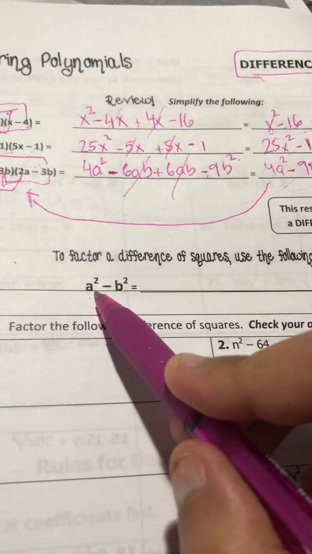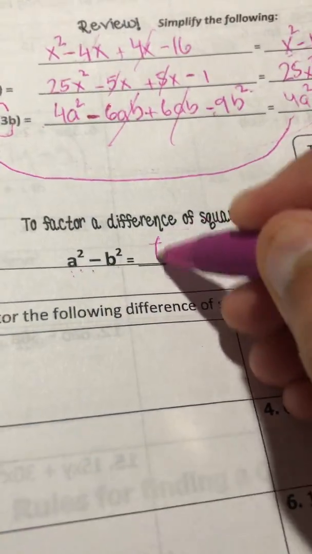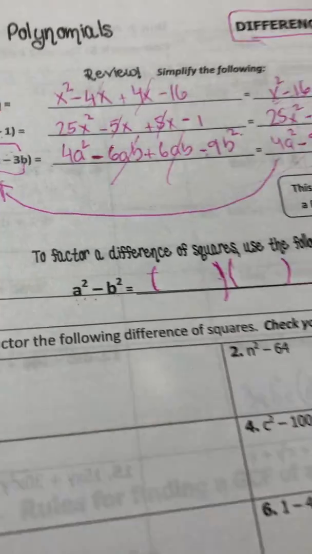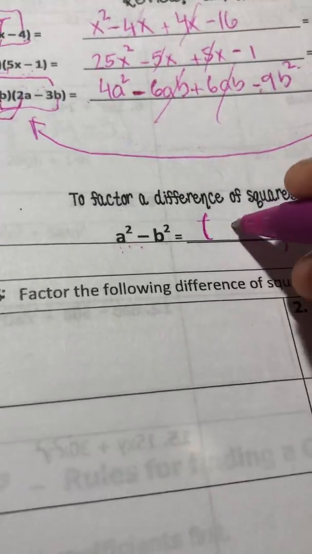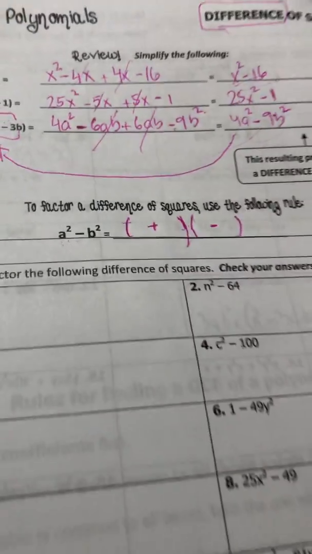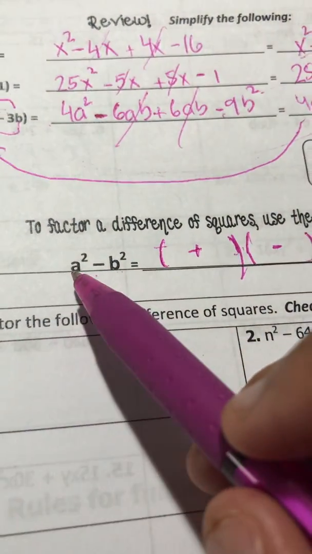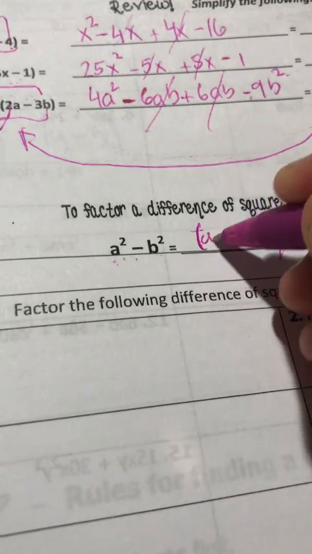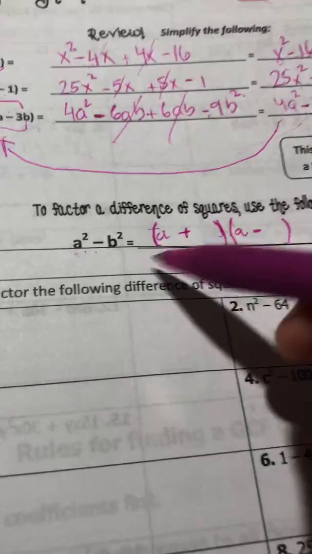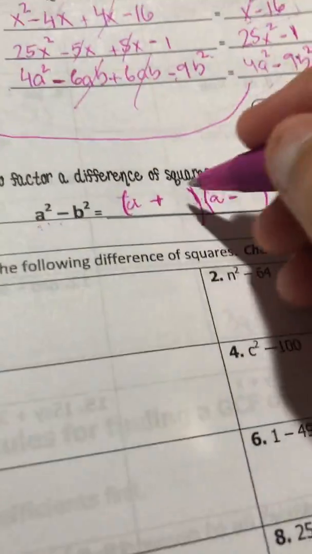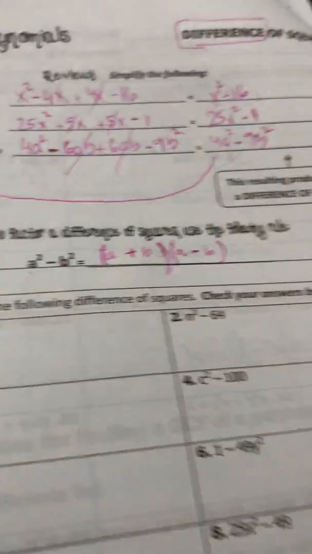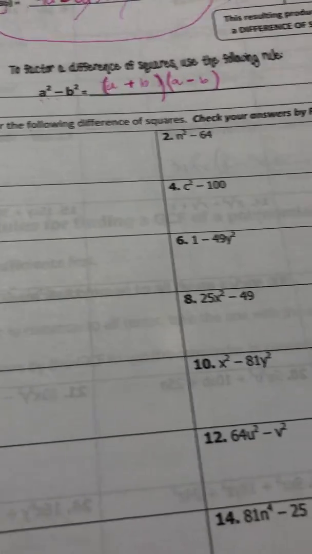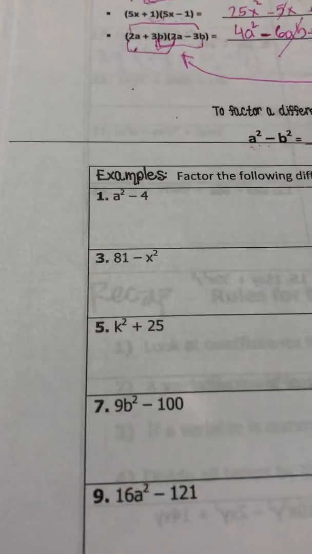Now, what is the rule? The rule is to make two parentheses next to each other. The first one will be positive, the second one will be negative. And what times what gives you a squared? It is a times a. And what times what gives you b squared? It is b times b. This is the rule you are going to follow, inshallah. Factor the following difference of squares. Check your answers by foiling.